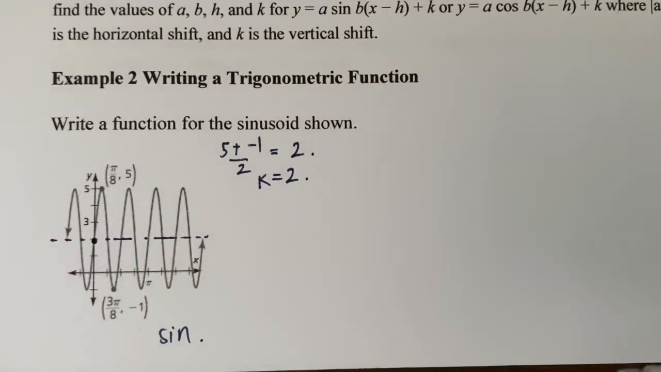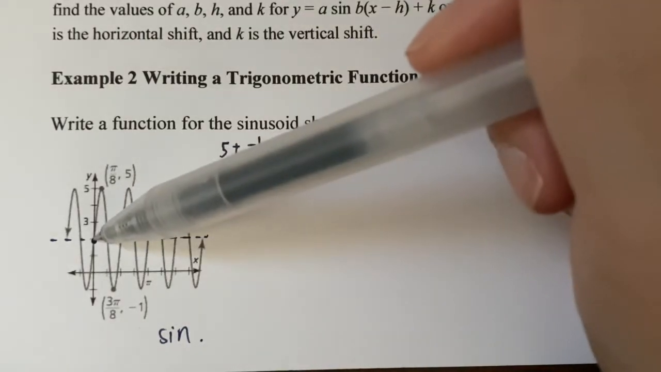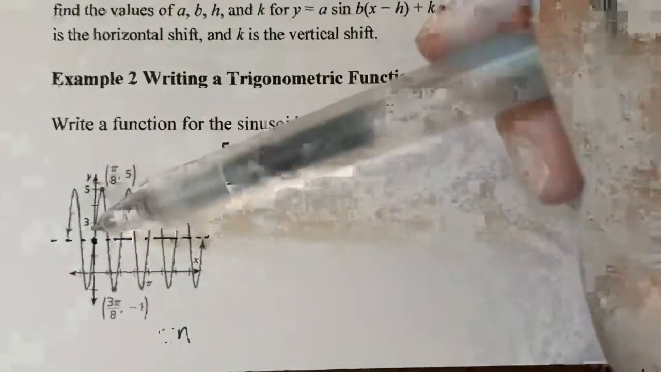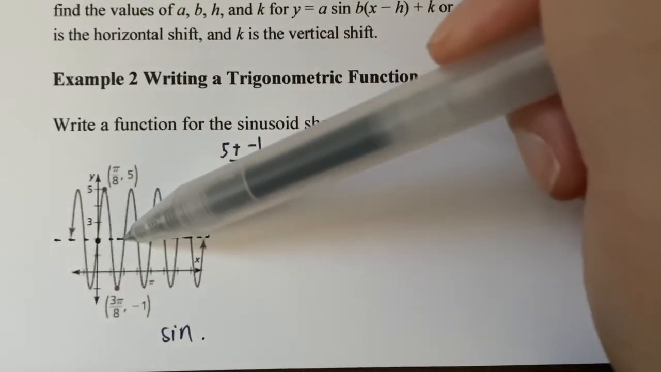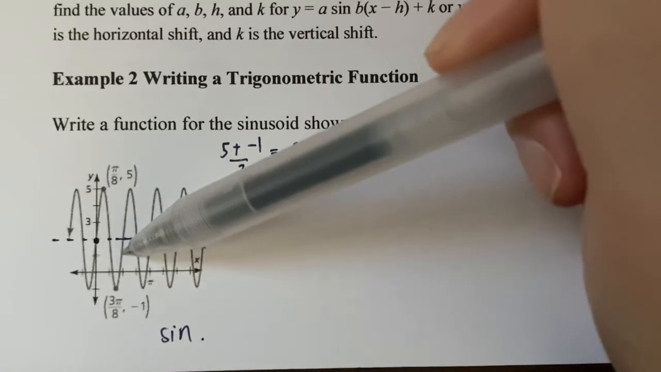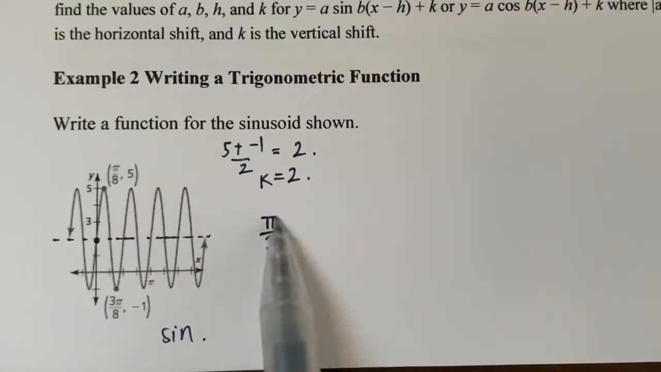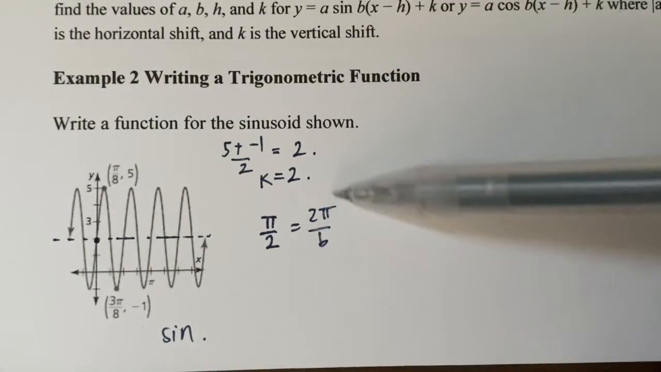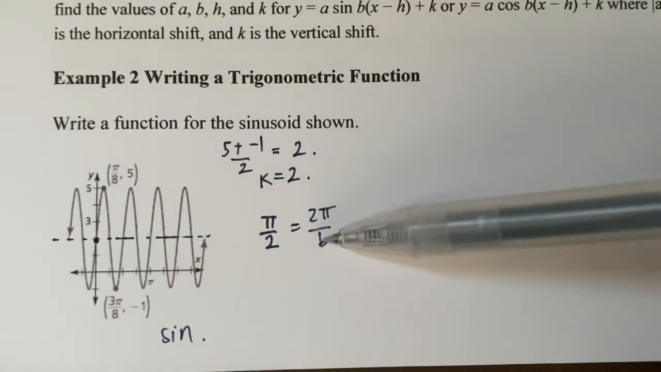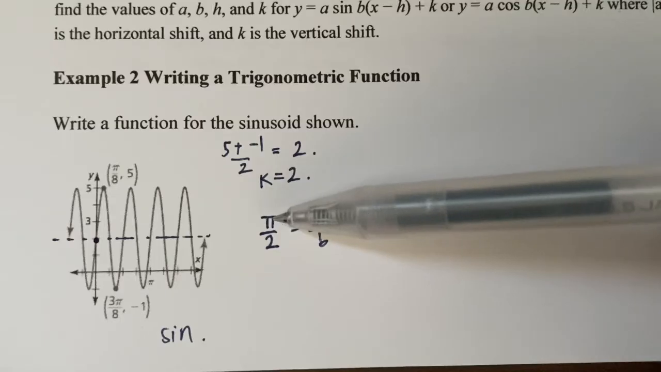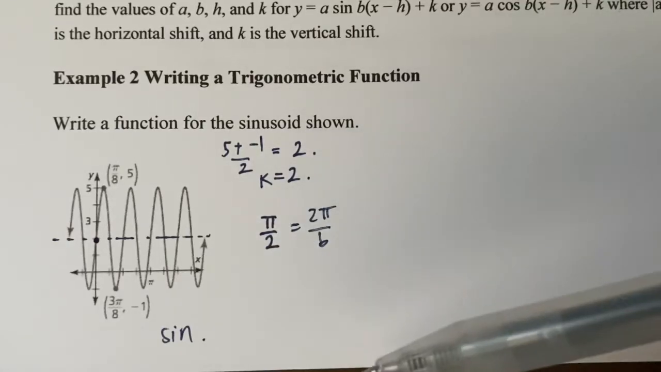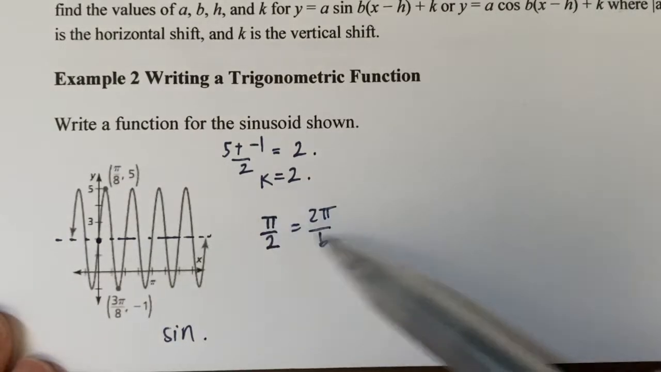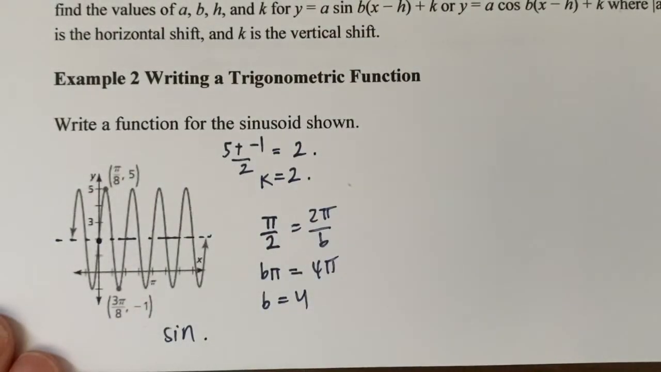And now we need to find the period of the function. Let's see how long it takes for the function to complete a cycle. So we see that it completes a cycle right here at 4 pi over 8, or pi over 2. Now we're going to set this equal to 2 pi over b to find our b value. We do this because 2 pi over b is the formula for period, and if we set up a proportion like this, then we can find our b value. I'm going to cross multiply, and you find that b is equal to 4.